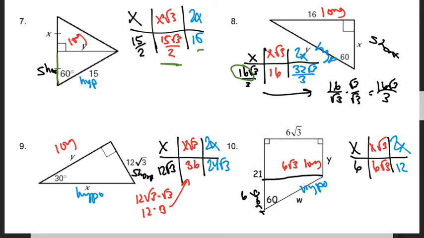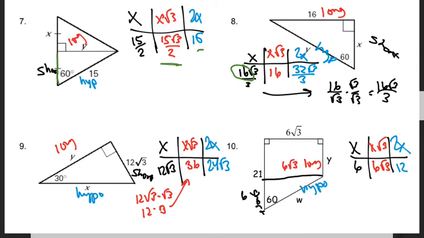Number 9, they give me the short side. So to get to my long side, or actually hypotenuse is easiest. To get to my hypotenuse, all I got to do is multiply my whole number by 2. So treat that radical kind of like a variable, like when you were solving for pi, where you treated pi like a variable. Same concept here. Multiplying that by 2, you get 24 radical 3.